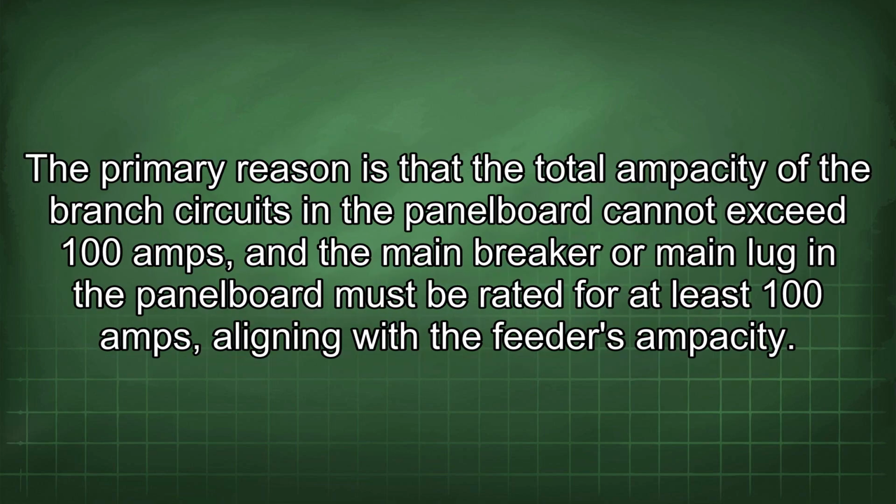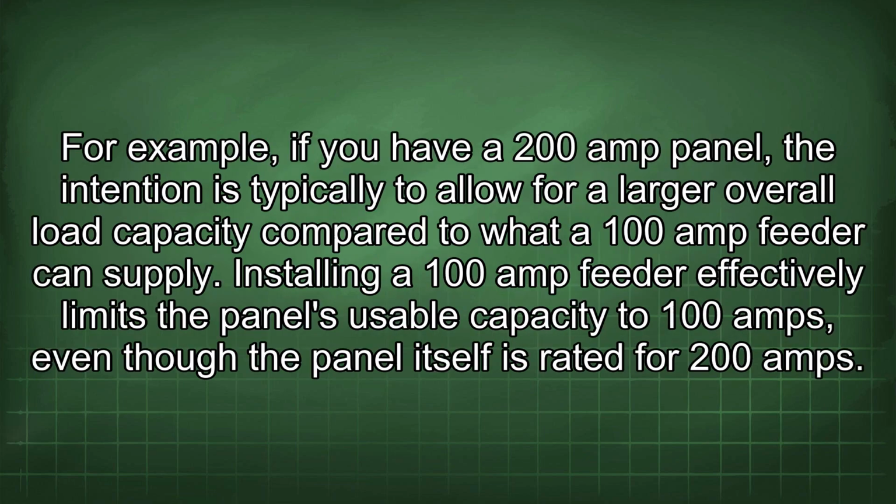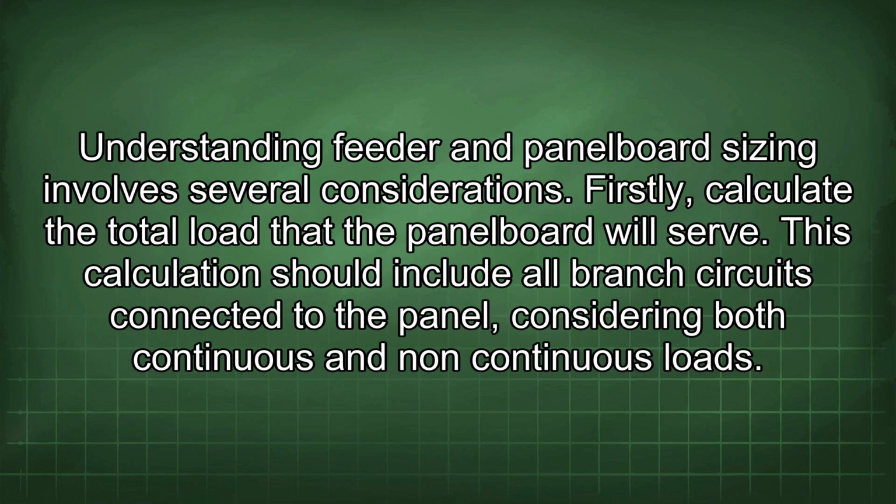The primary reason is that the total ampacity of the branch circuits in the panel board cannot exceed 100 amps, and the main breaker or main lug in the panel board must be rated for at least 100 amps, aligning with the feeder's ampacity. For example, if you have a 200 amp panel, the intention is typically to allow for a larger overall load capacity compared to what a 100 amp feeder can supply. Installing a 100 amp feeder effectively limits the panel's usable capacity to 100 amps, even though the panel itself is rated for 200 amps. Understanding feeder and panel board sizing involves several considerations.